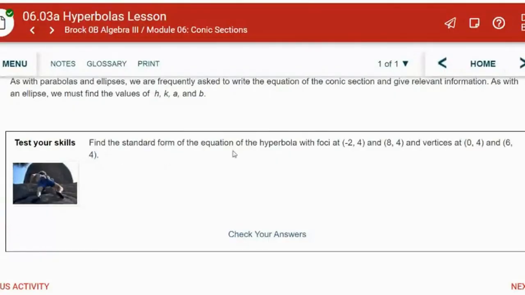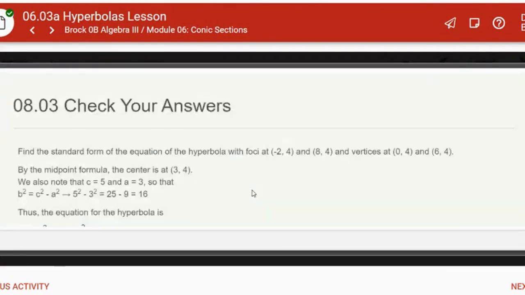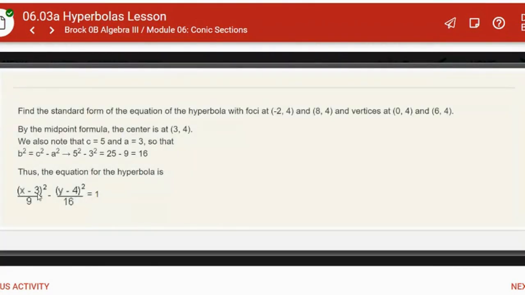Find the standard form of the equation with the foci and vertices given. Check our answers. (x minus 3) squared over 9 minus (y minus 4) squared over 16 equals 1. That is the equation we came up with. So you see how they did that?